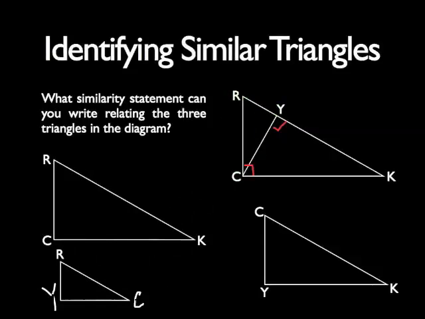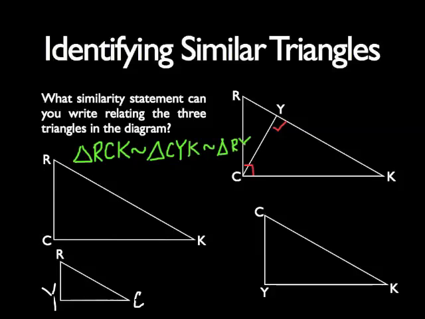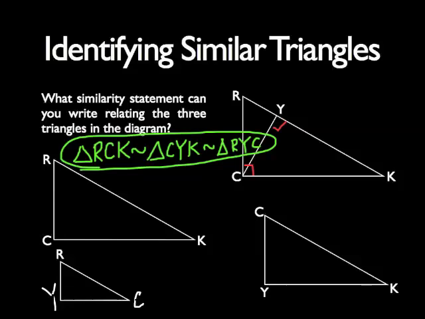So once again, let's pull it out and show it a little bit better. Okay, so now that we can see that, we can easily write a similarity statement. And it's a three-part similarity statement. We have the large triangle going across the short leg and then across the long leg, where C is the right angle. That is going to be similar to the medium-sized triangle. So once again, we'll go across the short leg and then the long leg, and Y is the right angle. And then we have the small triangle. So we'll go across the short leg and then the long leg, and again the Y is the right angle. So that is the similarity statement we can write relating the three triangles in this diagram.